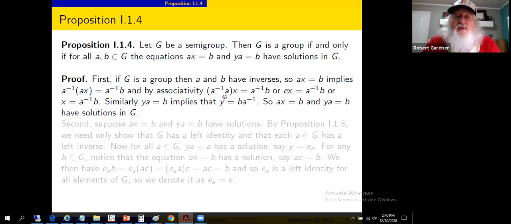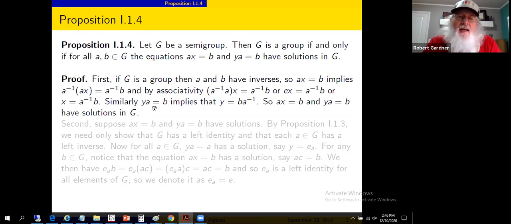Then A inverse A is the identity. So this becomes an identity times X. Right-hand side remains A inverse B. I don't really know anything about those elements. Identity times X is simply X itself, definition of the identity. And we have the solution X equals A inverse B.